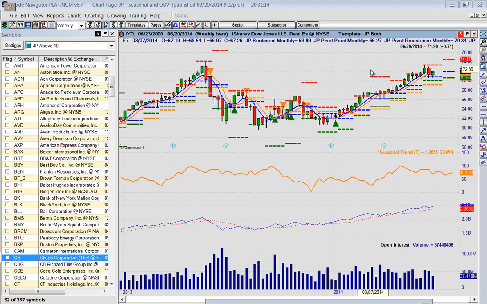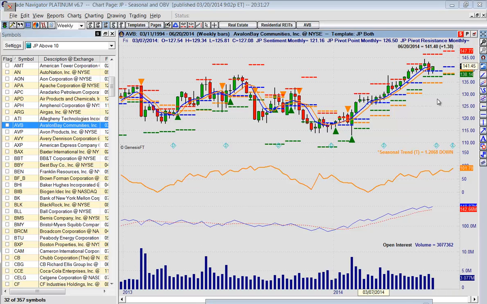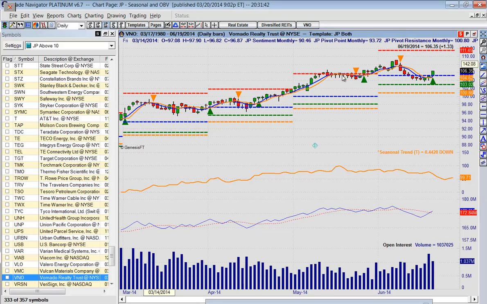You saw Avalon Bay Communities, AVB is the symbol. When you take a look, it almost looked like I didn't even change the symbol, but Avalon Bay, looking at the individual stock, this thing just had a nice little correction, and guess what? It's entering a seasonally weak period of time. VNO is Vornado Realty Trust, another REIT. It almost had the same type of chart pattern.